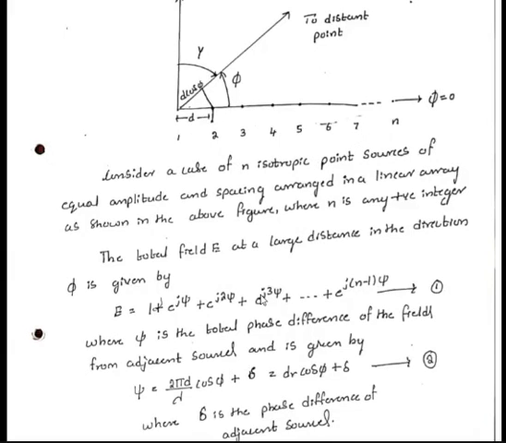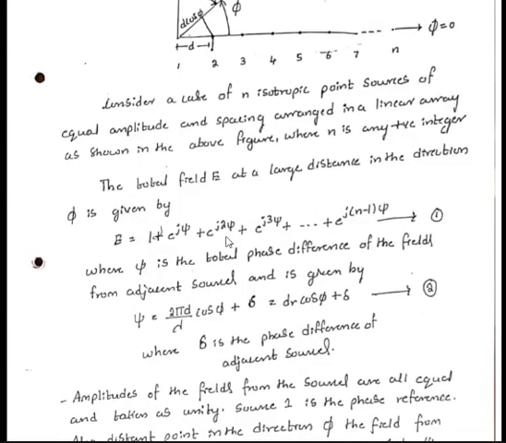Considering that, we have equation number 1: E is equal to 1 plus e raised to j psi plus e raised to j2 psi plus e raised to j3 psi, and so on up to e raised to j (n minus 1) psi. I'll let you know how exactly this particular equation number 1 came into the picture.